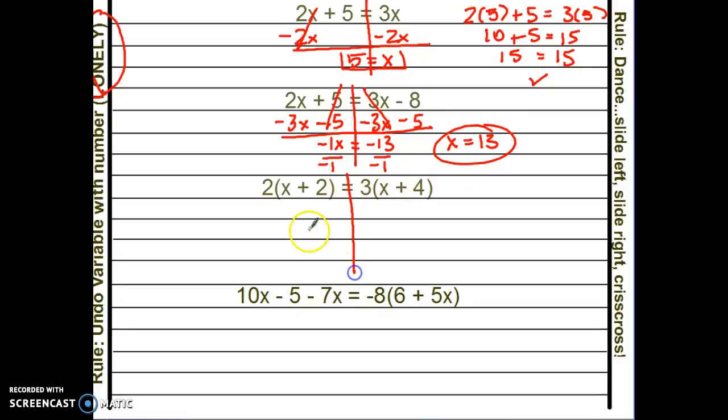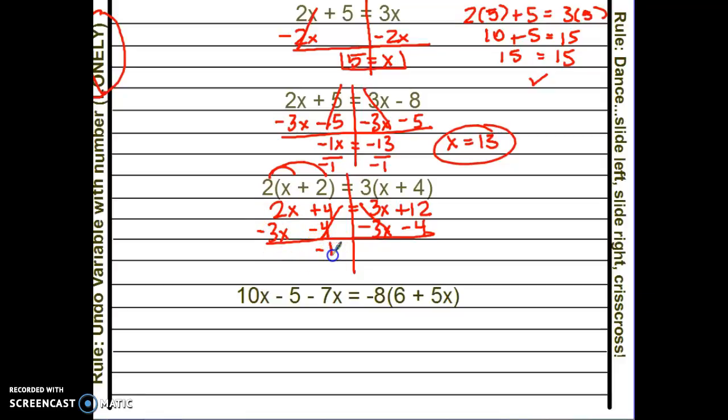Okay, over here, our flow chart says if we see the parentheses, we need to distribute. So we're going to distribute here, water the flowers, however you call it. 2x plus 4 is equal to 3x plus 12. Can we dance? Do you have a partner 2x? I sure do. Do you have a partner 3x? I sure do. Can I dance? Yes, I can. Slide to the left. Slide to the right. Crisscross.